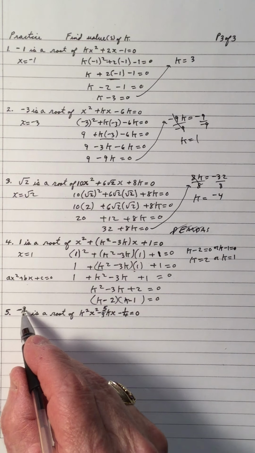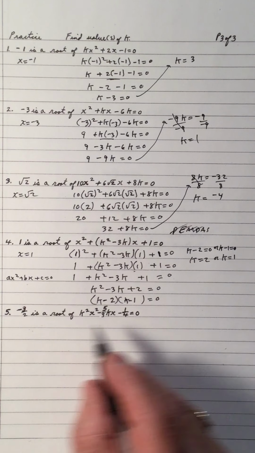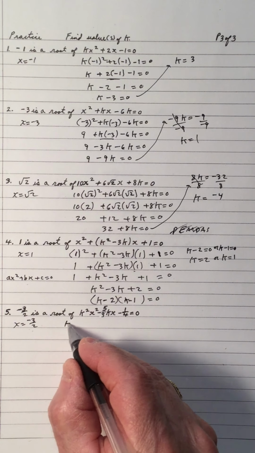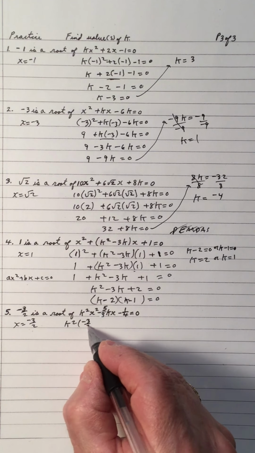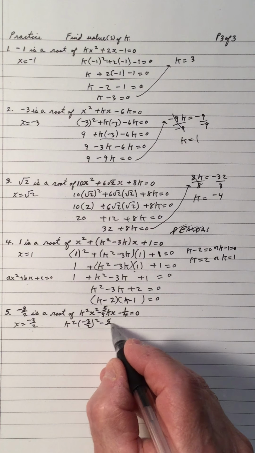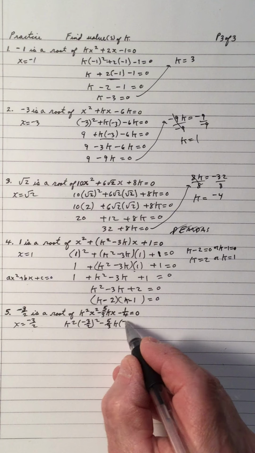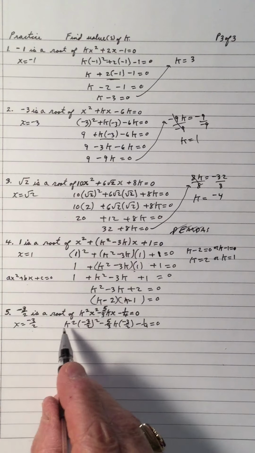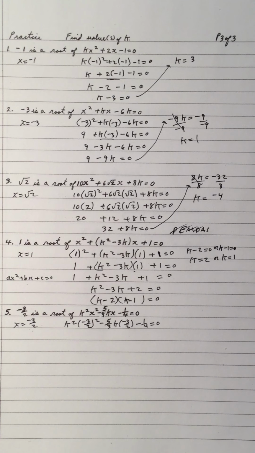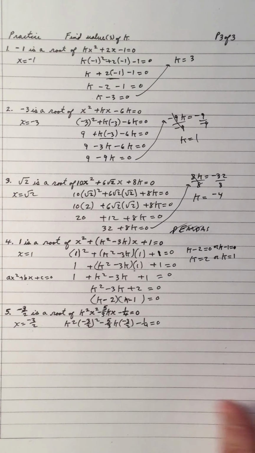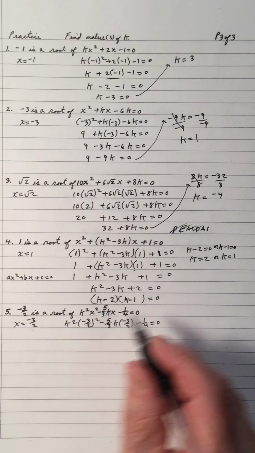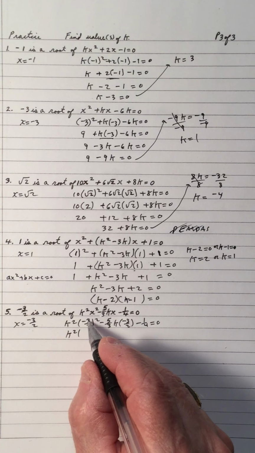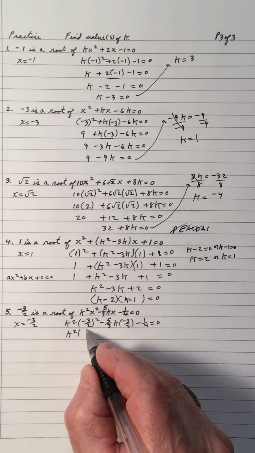And number 5, negative 3 over 2 is the root of this equation. So that means x is negative 3 over 2 as a root. So we sub negative 3 over 2 in the place of x. I decided to have a few fractions hanging around because students normally don't like fractions, so you have to develop your skill. Again, you have to do PEMDAS, your power first. So negative 3 over 2 times negative 3 over 2 is 9 over 4.